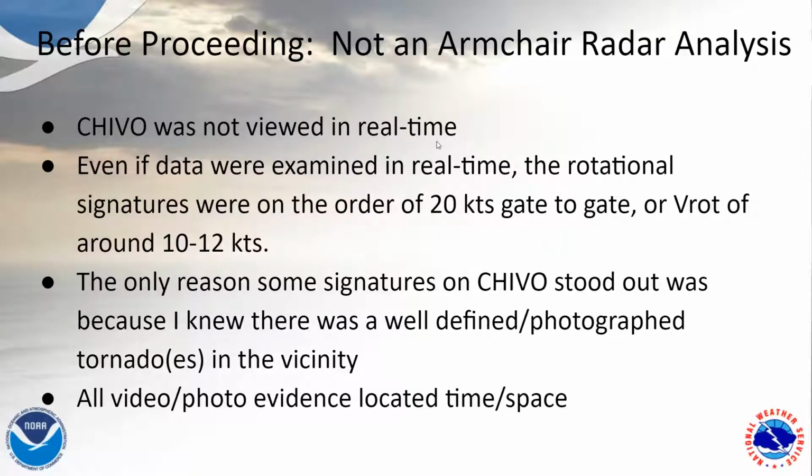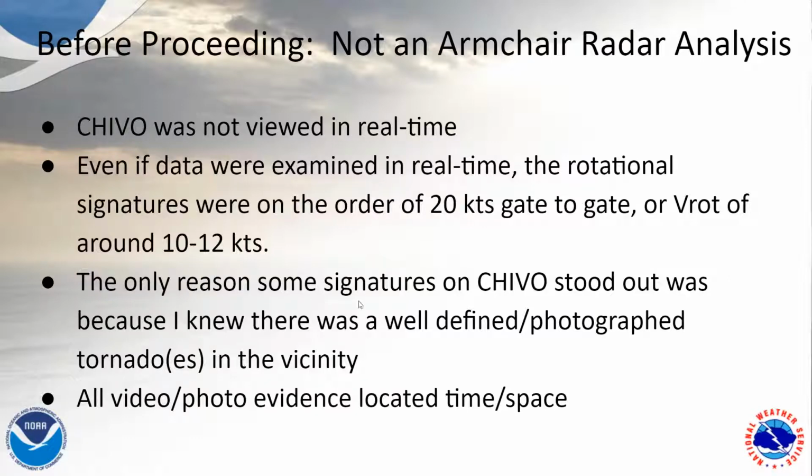So I mentioned we didn't really use CHIVO in real time, so this is all armchair. This is all after the fact, post analysis. And even, let me put it this way, even if we did have CHIVO data in real time, the signatures that we're talking about that it showed were about 20 knots gate to gate, or a VROT of maybe 10 to 12 knots. Time to time, the VROT got to about 20, but that was just 1 or 2 scans for one of the tornadoes. For the most part, they were extremely weak and really subtle.